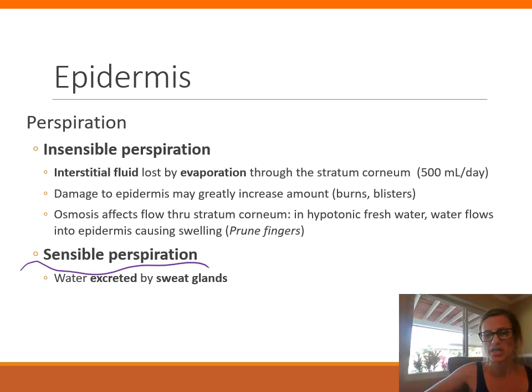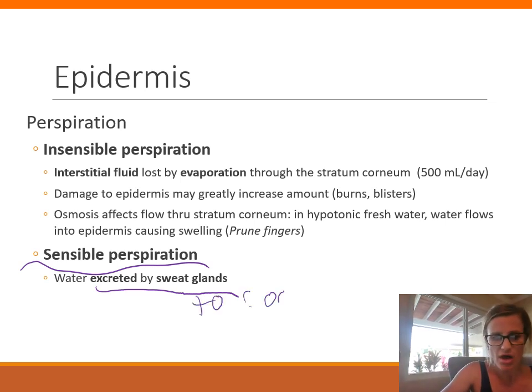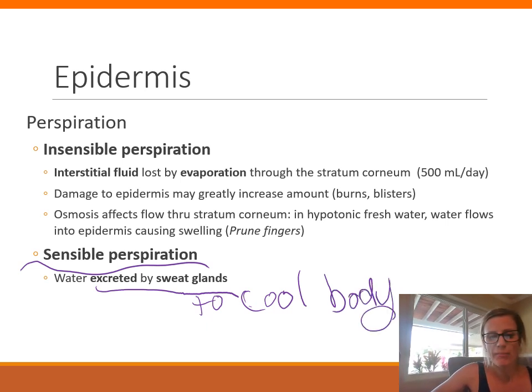Sensible perspiration is the water that's excreted by our sweat glands, right? This is to cool the body off. You can remember that this is sensible because you sense it, right? You know when you're dripping sweat, when you go to work out and you're really hot and you start sweating all over, you can sense that. You know that you're sweating, right? It's something you can feel.